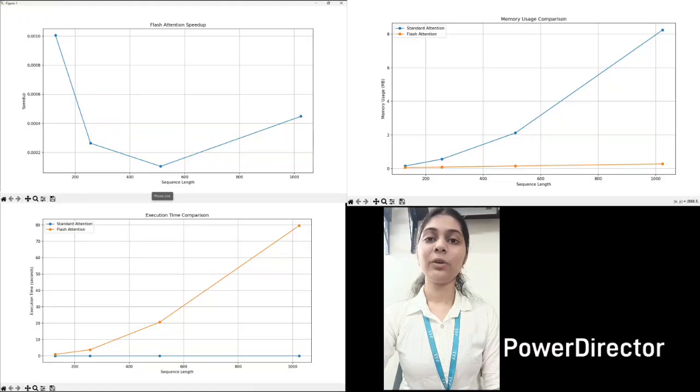In some cases, we also observed that standard attention may fail due to memory limitations, while tiled attention continues to function efficiently. These results clearly highlight the importance of memory optimization in modern computational systems. Now moving on to the advantages and applications of FlashAttention. The key advantages include reduced memory bandwidth usage, improved cache utilization, and the ability to efficiently handle long sequences without requiring any hardware changes.